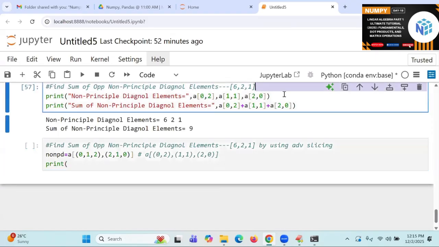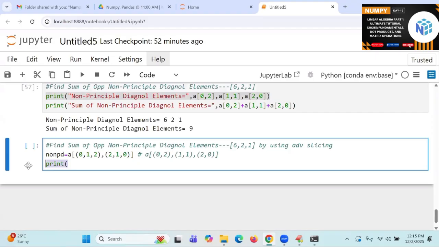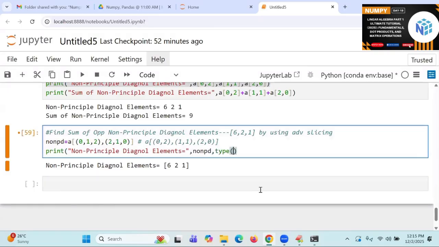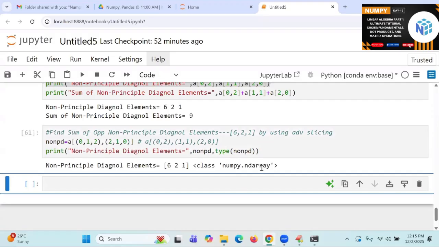Non-principal diagonal elements. So here I will write it. This is the data. What is my variable name? Non-principal diagonal elements. Are you getting or not? Which type is that? That is the type of NONPD. Just to find out the type, because types are very, very important. What is that? ndarray. Just that ndarray values, the sum I want to find.